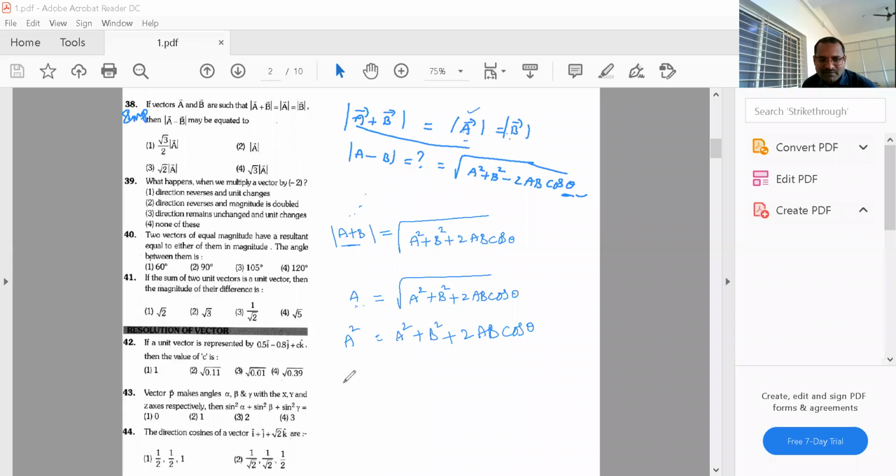Listen carefully. So a square is equal to a square plus b square, and b square is also a square because a is equal to b here. That is the reason. So plus 2 into a square cos theta we can write. So this a square cancels. You will get minus a square on this side, meaning plus a square coming to this side becomes minus a square is equal to 2a square cos theta. This a square cancels. You have minus 1 is equal to 2 cos theta. Are you understanding?